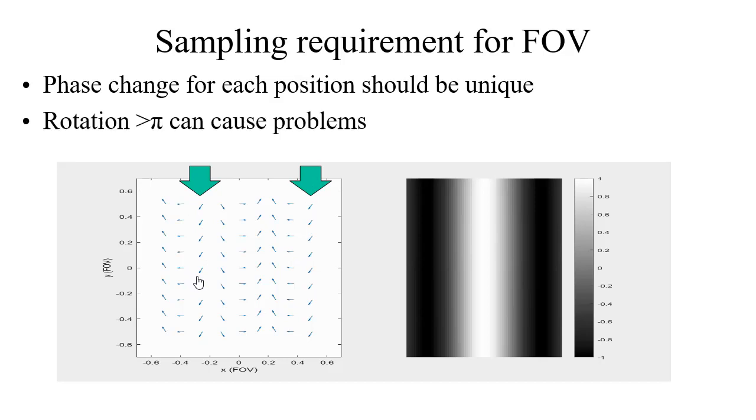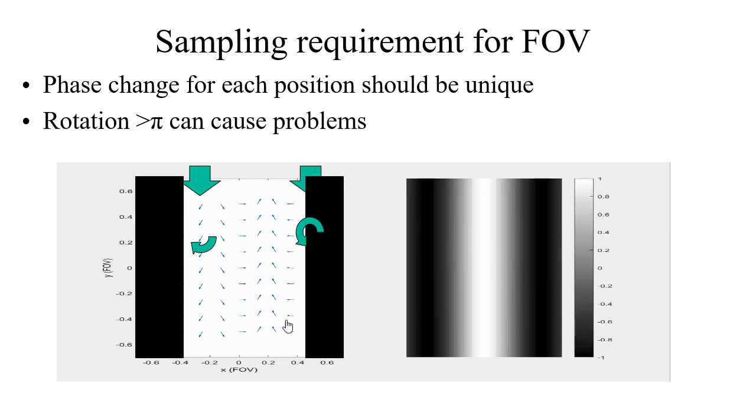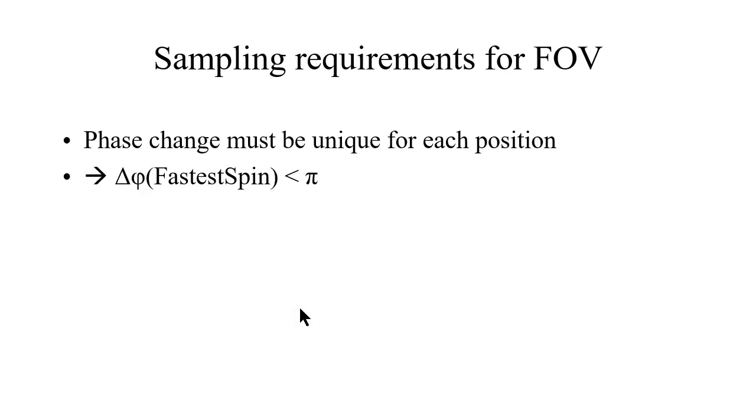And if you think about it, you're going to have that problem anytime you rotate more than pi, because essentially this spin that went pi plus a little bit is going to have exactly the same signal as a spin that went in the opposite direction by a complementary amount. However, we can also think of that as a problem of field of view, because if we knew that spins only existed in this part of the field of view, that sampling would be fine, because now we've eliminated the redundancy by cutting off the encoding functions. Okay, so that's the general idea or the motivation behind this sampling requirement. Let's see if we can turn it into an equation. So we want the phase change of the fastest spin to be less than pi.